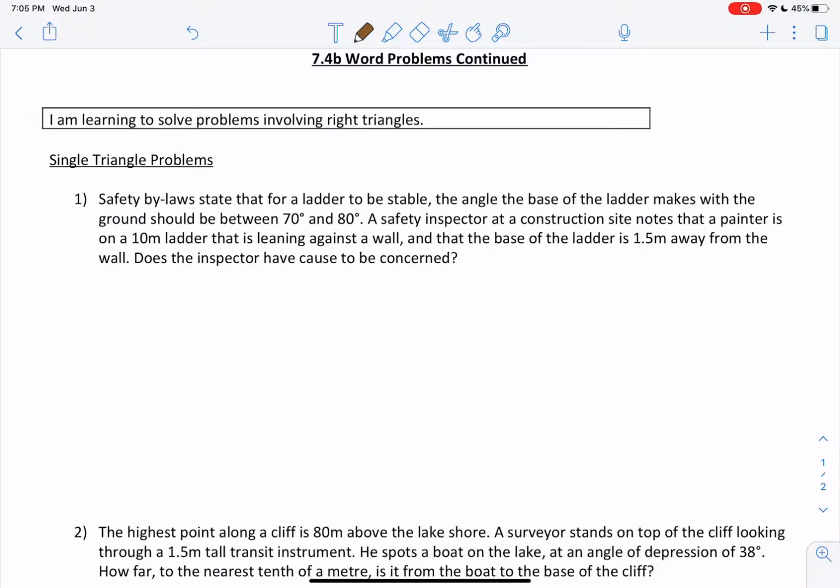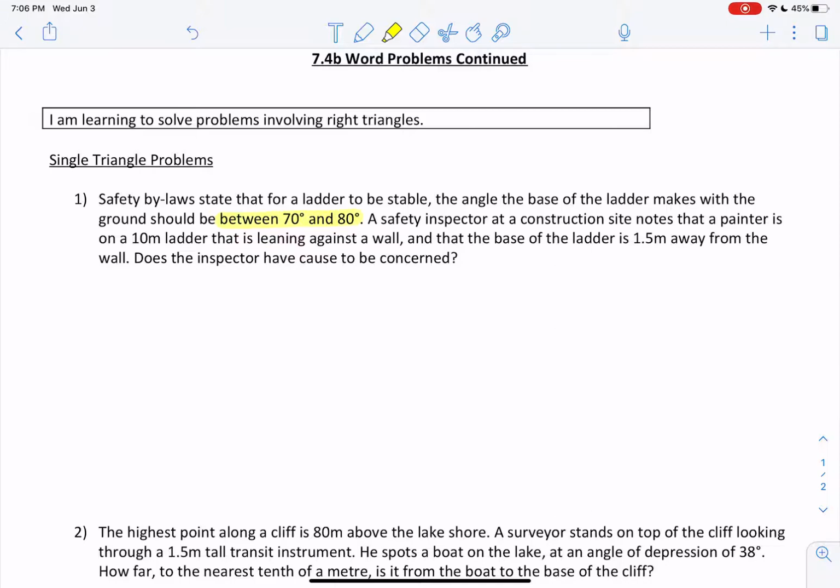For this lesson, we're going to be continuing to look at word problems, and we're going to do 2 more examples. So our first question says that safety bylaws state that for a ladder to be stable, the angle the base of the ladder makes with the ground should be between 70 degrees and 80 degrees.